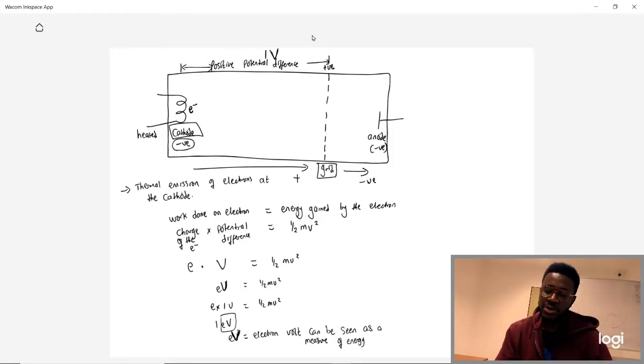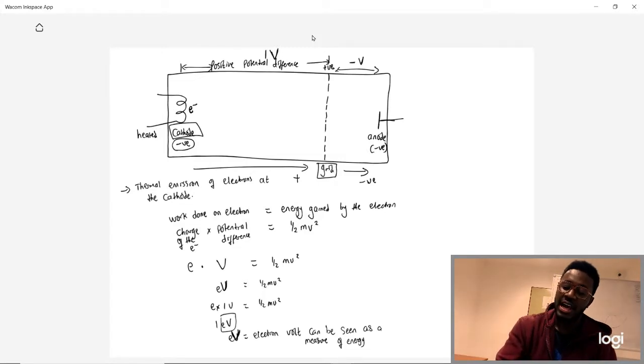So the electrons are going towards the grid. When they reach the grid here, they're going to be faced with a negative potential difference between the grid and the anode. Right? So if the positive potential difference does work on the electron to give the electron energy, what is a negative potential difference going to do to the electron? It's going to take energy from the electron. You understand? Okay, positive gives it energy to move towards the grid, and the negative takes away its energy when the electron is moving to the anode.